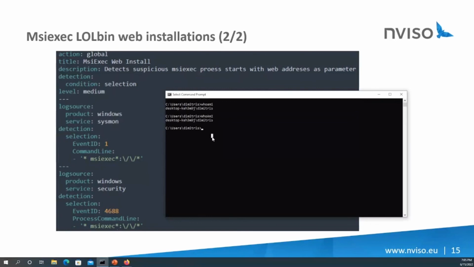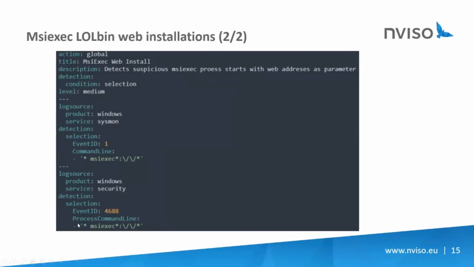So how could this rule be improved? Ideally, you'd want to include msiexec in the process name and match on the process command line only the regex for the URL, which is the dot and the 2 slashes, and leave msiexec out of this particular rule.